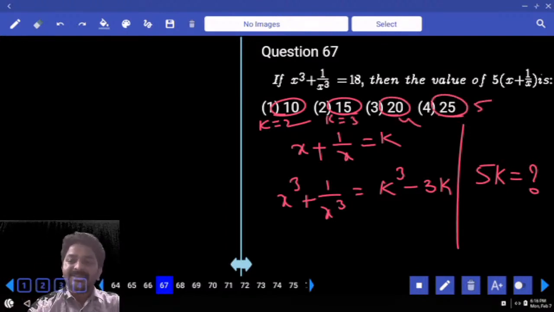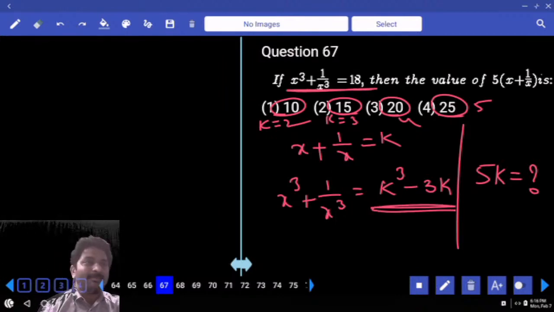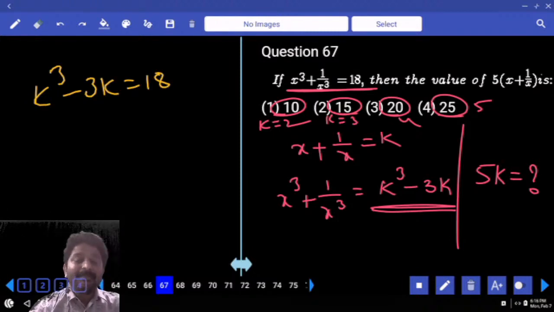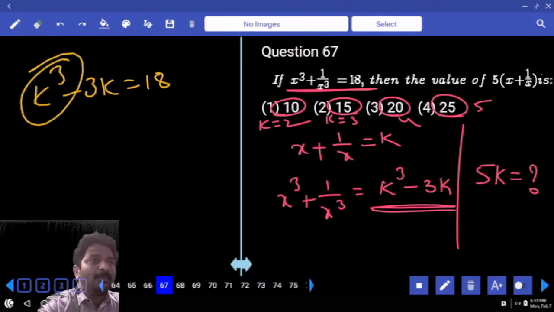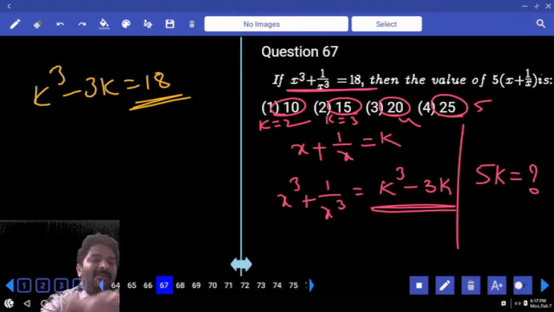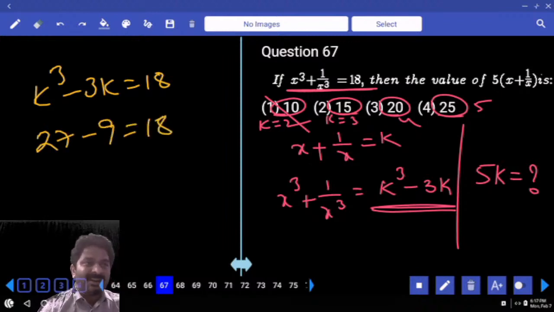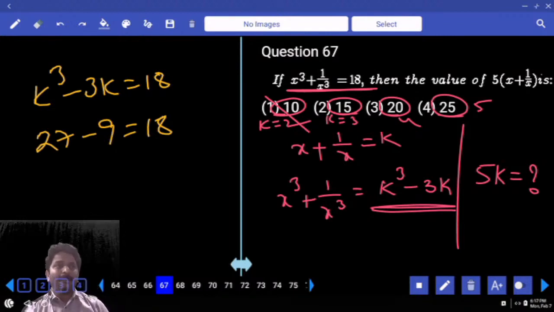Now x cube plus 1 by x cube is given as 18, which is equal to k cube minus 3k. k cube minus 3k is equal to 18, and from that we have to calculate the k value, correct? If it is the first option, k value must be 2, right? What is 2 cube? 8 minus something can never be equal to 18. So first cannot be your answer. If k is equal to 3, which is the second option, 3 cube is 27, minus 3k, 9, and that is equal to 18. Satisfied, right? So which option is correct? Second option. 15, final answer.